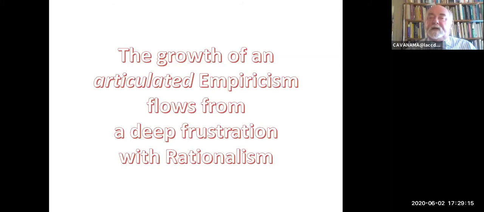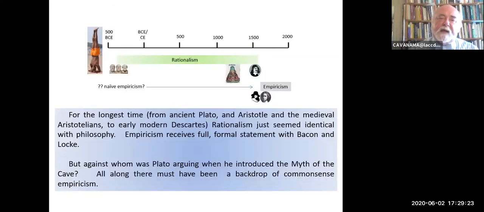The growth of an articulated empiricism with Bacon and others starting at that period, the early modern period, flows from a deep frustration with rationalism. And if you look at the history of it, rationalism has had rather a long run from Plato onward, whereas empiricism really gets going in the 17th century onward to our own time.